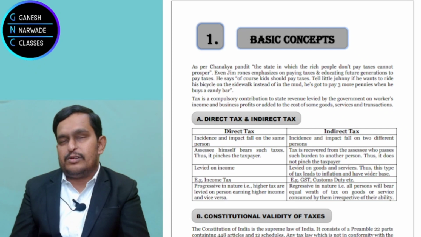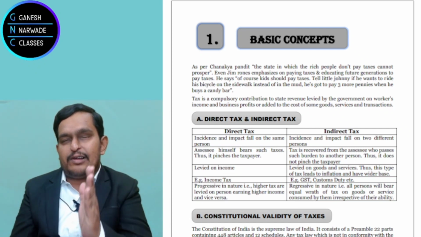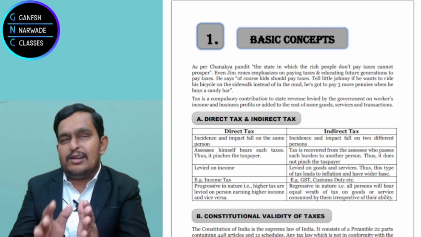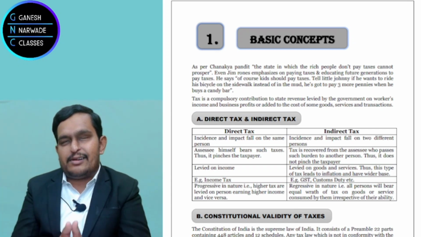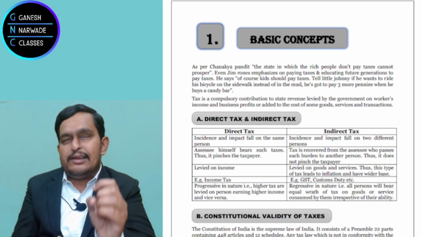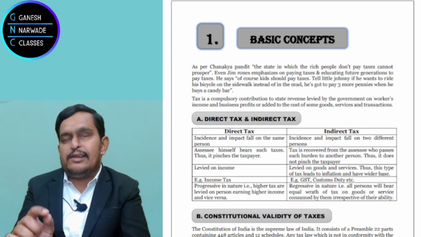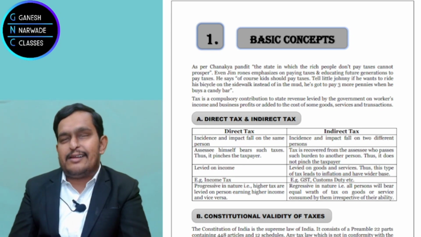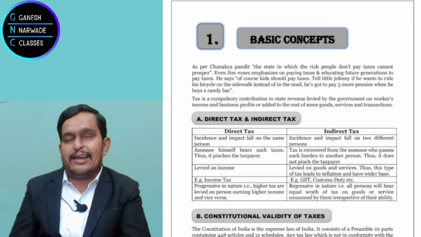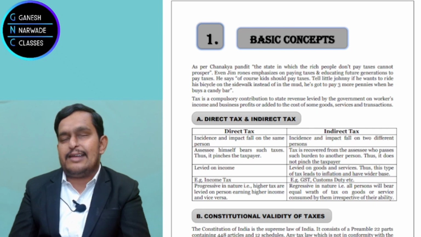So you understood. Now direct tax is a tax on income, indirect tax is a tax on consumption of goods and services. Direct tax example, income tax. Indirect tax examples, customs duty, GST. GST I'll discuss in detail, customs duty I'll discuss in detail in the second part. GST is a tax on goods and services.